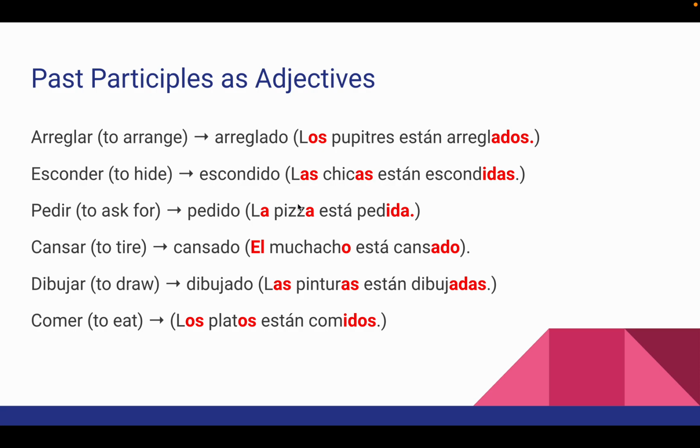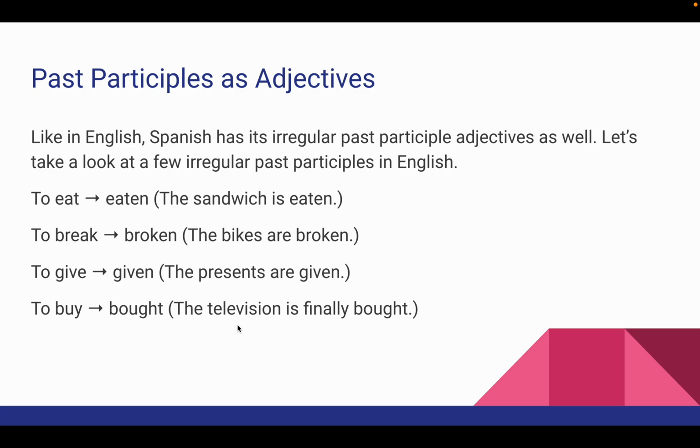Cansar is to tire, becomes cansado. El muchacho está cansado. So it just stays as ado, singular masculine, because it's describing a singular masculine noun. Dibujar is to draw, becomes dibujado. Las pinturas están dibujadas. So we change the O to an AS to match what it's modifying, las pinturas. Comer, to eat. Los platos están comidos. It would start as comido, and then you have to change it to comidos to match los platos. So like in English, Spanish has its irregular past participle adjectives as well.